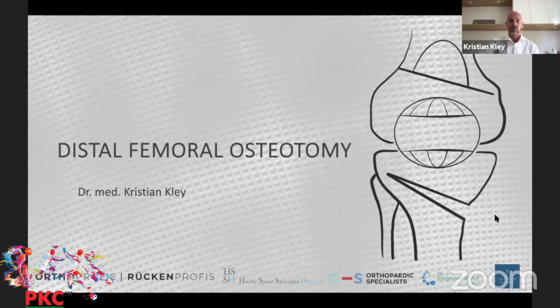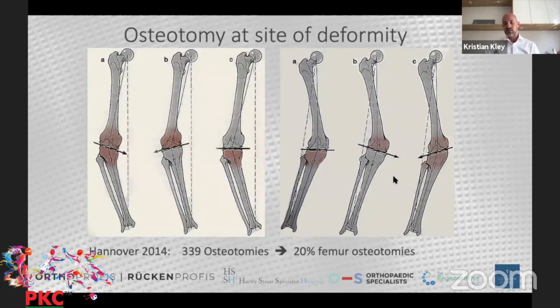Because as a matter of fact, as I said, we made our own calculations in Hannover based on the data from 2014. And we found that amongst our almost 350 osteotomies, 20% of them had femoral deformities. So you never know just by looking at either varus or valgus alignment, whether the alignment is problematic in the femur or in the tibia or in both.